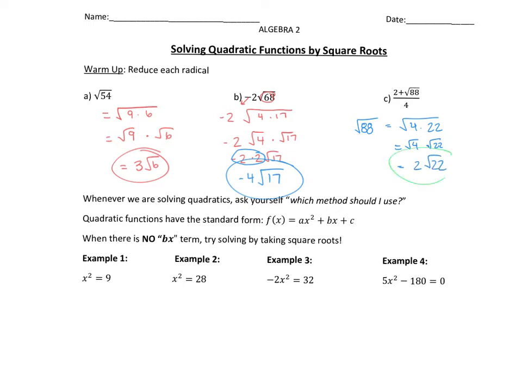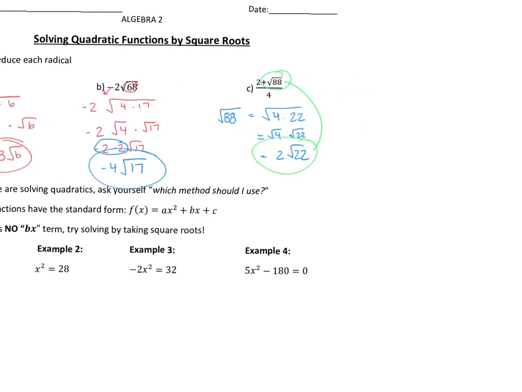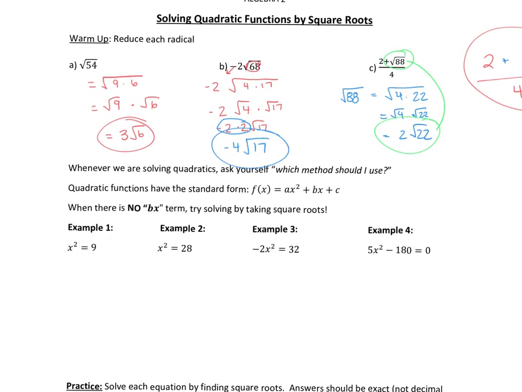And then what I need to do is I need to take that number and plug it back in for the 88. Okay, so I'm going to slide over a little bit. And I'm going to plug that back in. So now I have 2 plus 2 square root of 22 all over 4. Okay? And you can go ahead and keep your answer like that. You don't have to simplify any further. Okay? So those were your warm-ups, all right?